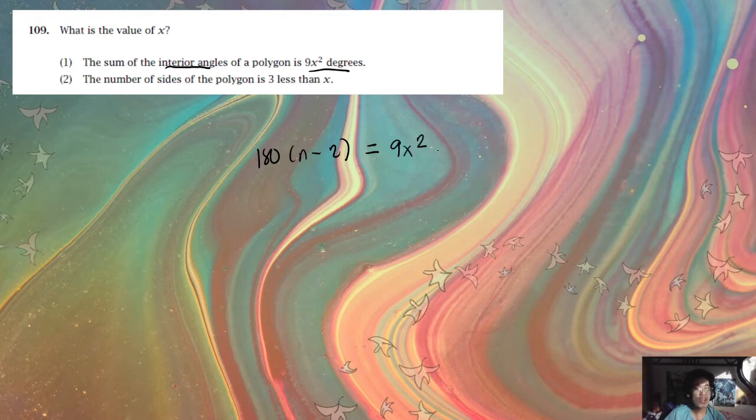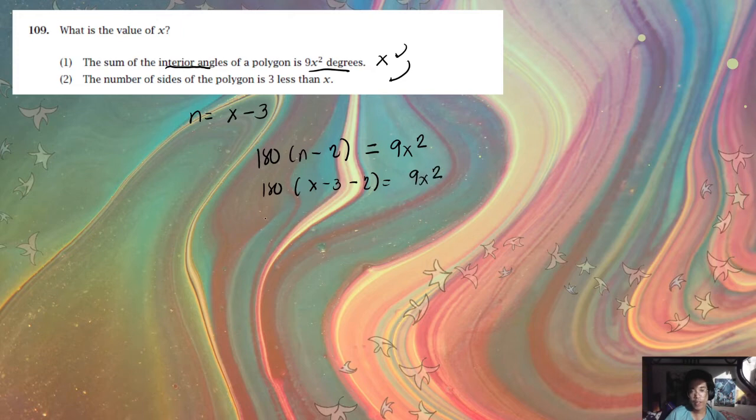Now, can we already solve this problem just by using this first clue? It would be insufficient if we're going to try to solve the problem just by using the first clue. So we'll need a second clue. According to the second clue, the number of sides of the polygon is 3 less than x. So that's 3 less than x. Okay, so that means we have to subtract 3 from x. So therefore, this problem gives us 180 times quantity x minus 3 minus 2 is equal to 9x squared for this problem.